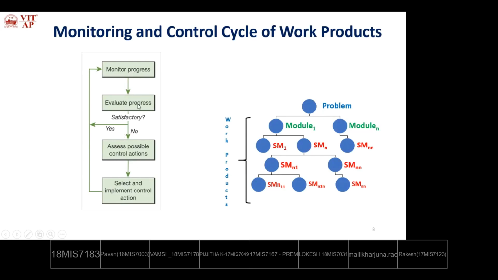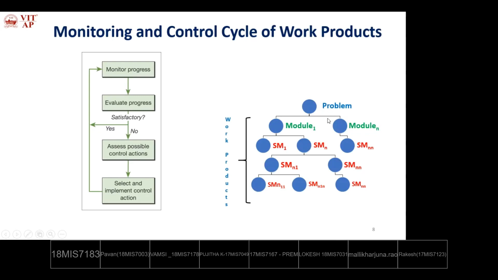Okay, so whenever you evaluate the project product progress, if everything is satisfactory, we'll integrate with the other modules, and again we will evaluate. Because whenever you find the solution for this, what is there at the next level? Modules. Every module has sub modules, every sub module has sub modules, and so on.